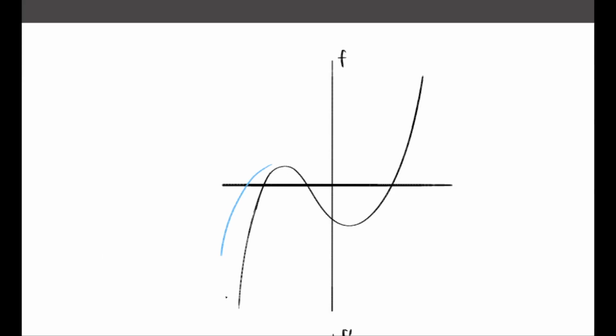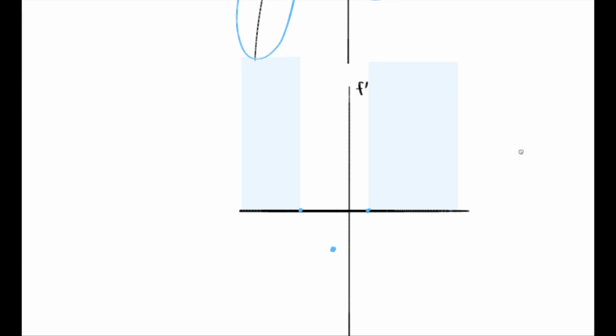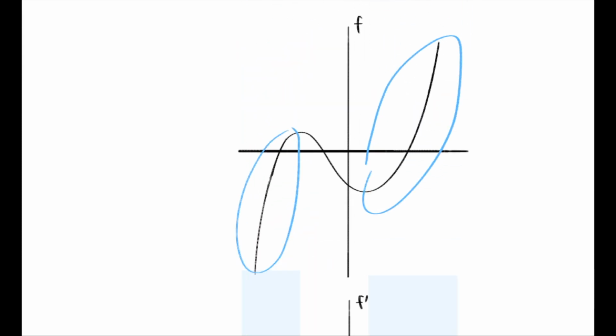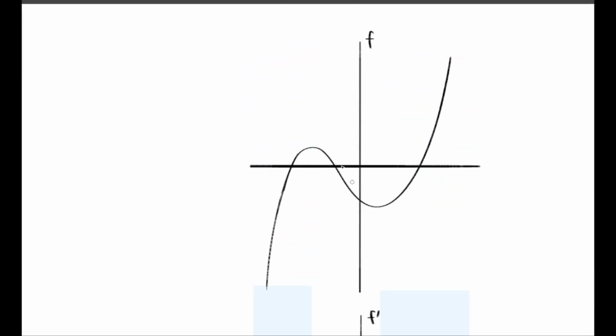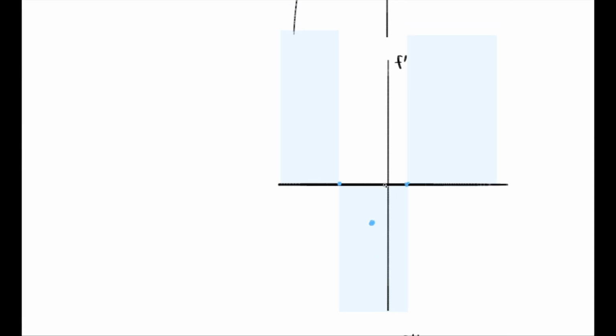When the graph of f is increasing right here and here, the graph of f prime will be above the x-axis since the slopes of the tangent lines are positive. When the graph is decreasing here, the graph of f prime will be below the x-axis because the slope of the tangent line is negative.